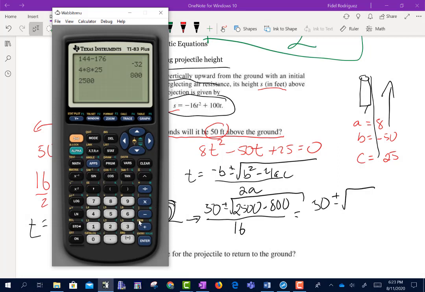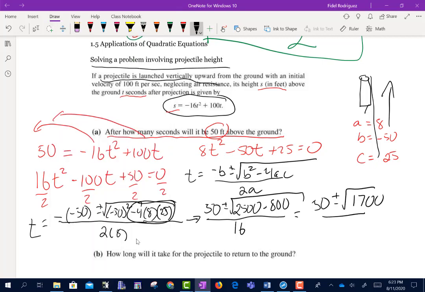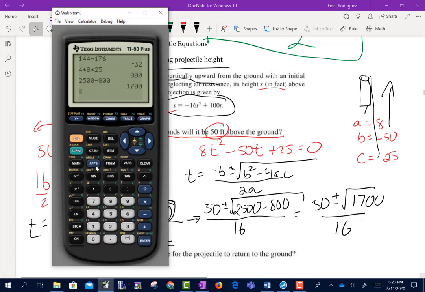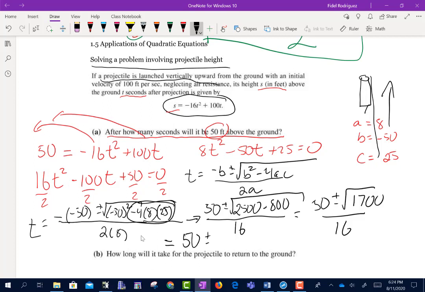1,700, I want to say, minus 800 should be 17, yep, 1,700, all over 16. Okay, we're almost done. So guys, I'm going to use my calculator here because we're going to do an approximation. I want to know what is the square root of 1700. Okay, I'm coming up with 41.23. So now I have 50 plus or minus 41.23 all over 16.